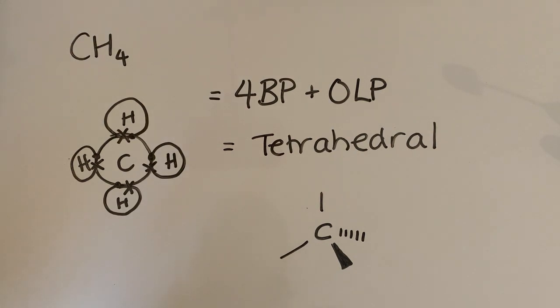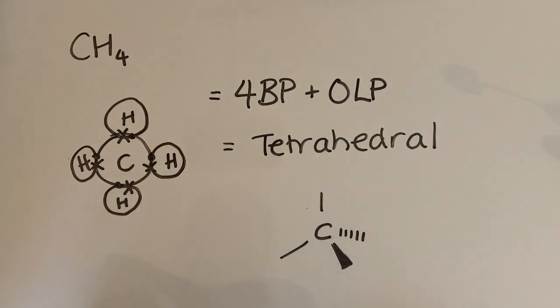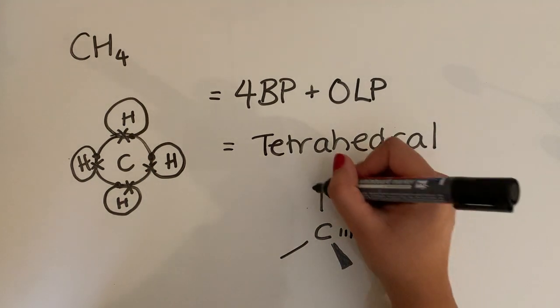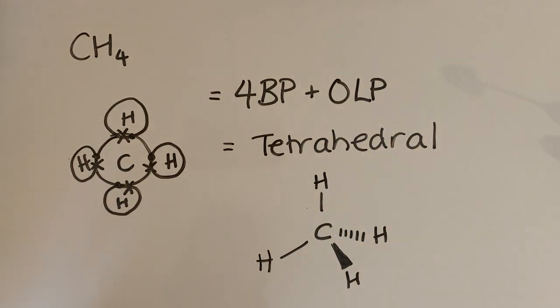Whenever it comes to drawing a tetrahedral shape, I always start off with the central atom. I then have 2 in the plane of the board at those angles, and then I have this one coming out of the board and that one going into the board at those angles. Then I'm just going to draw my hydrogen atoms in. And that is the 3D structure for methane.